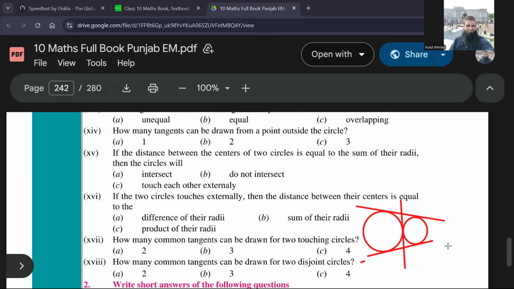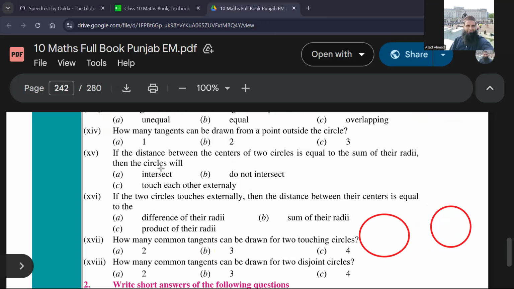How many common tangents can be drawn to two touching circles? So the maximum that can be drawn is three. So the number 17 answer is three. Now, how many common tangents can be drawn to two disjoint circles? Disjoint means that there is nothing common between them. So if you want to see it quickly, let's see one circle, another circle. How many common tangents can be drawn?